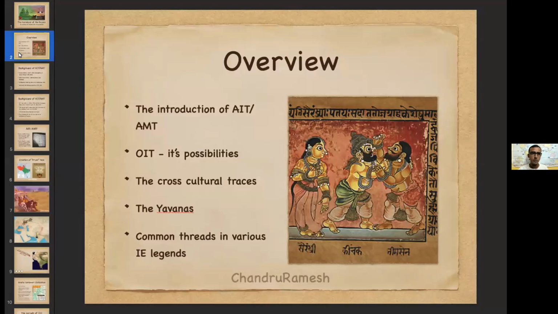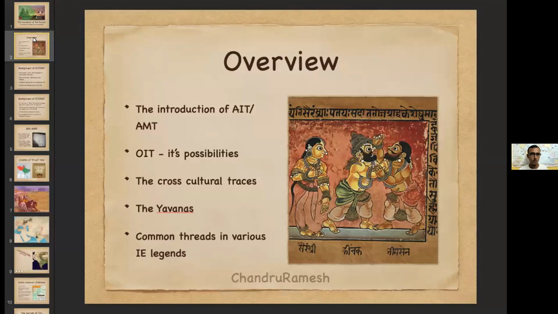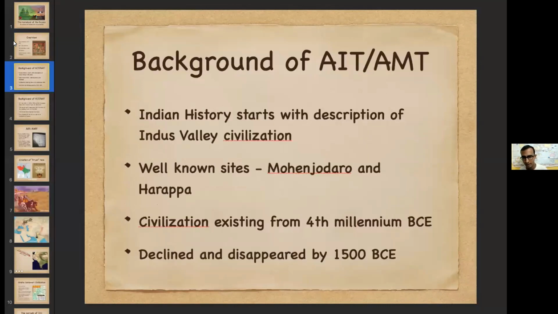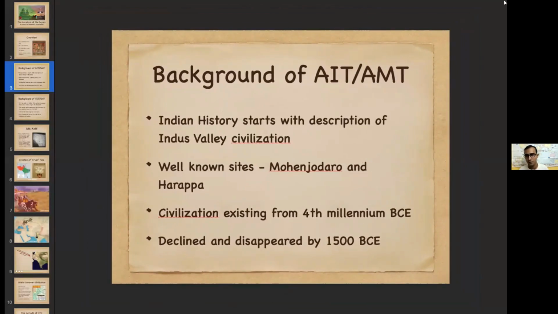Before we start, we'll also give a quick background of AIT and AMT, which is very important before we proceed. So what is AIT and AMT? As I told you before, if you have attended my session last week, you remember that Indian history starts with describing the Indus Valley civilization. They say that India has this very ancient Indus Valley civilization, and two main places among it are Mohenjo-daro and Harappa, which are now in modern day Pakistan.